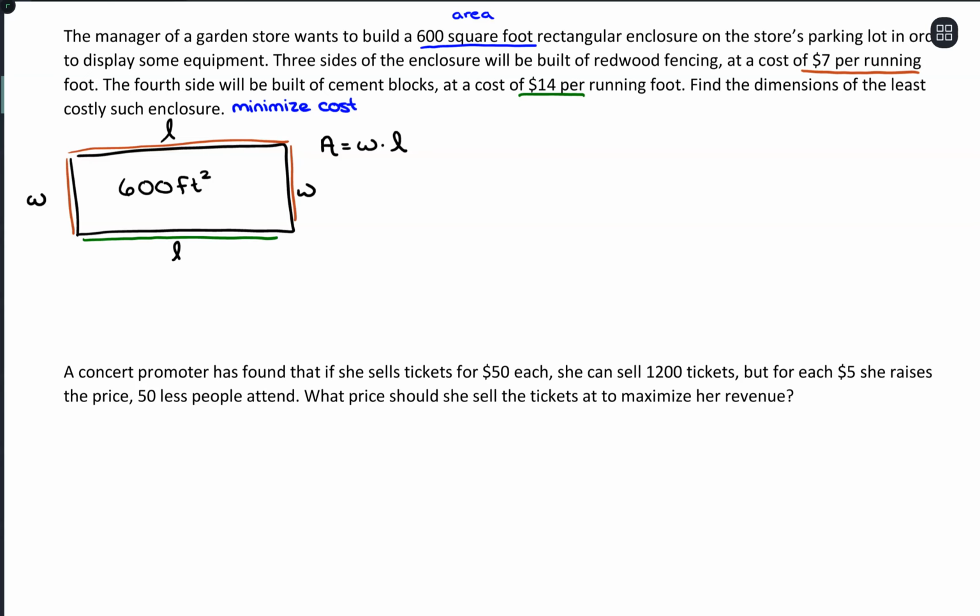So with that, if I make a function for cost, let's just say C is equal to, so each red side is going to be costing $7. With how I happen to draw it, I have 7 times W plus 7 times L plus 7 times W. And then we're going to add on 14 per foot for one of the sides. I'm missing a length, so that'll be 14 times length. Now I'm just going to simplify that, so that'll be 14W plus 21L. Okay, so I have my cost equation.